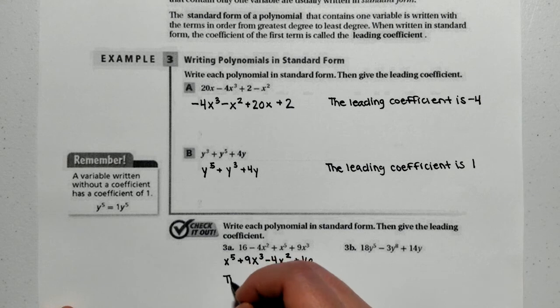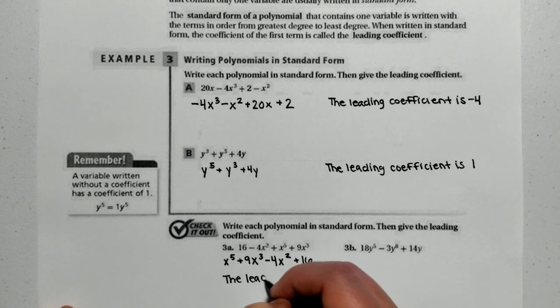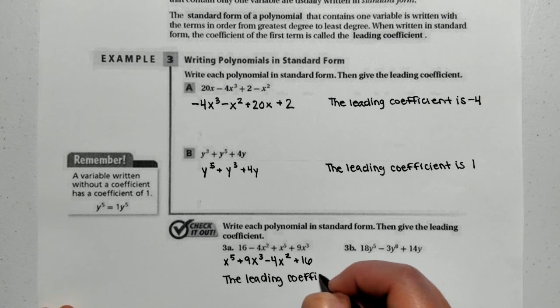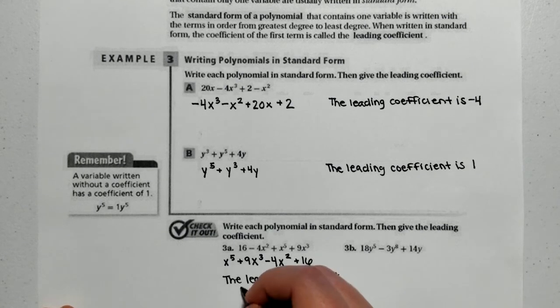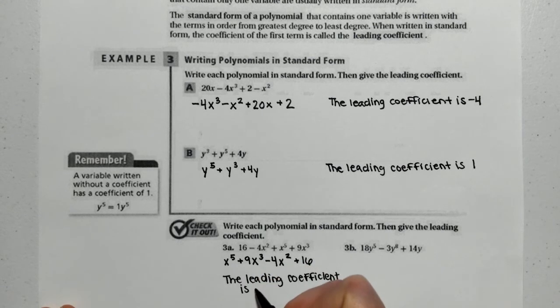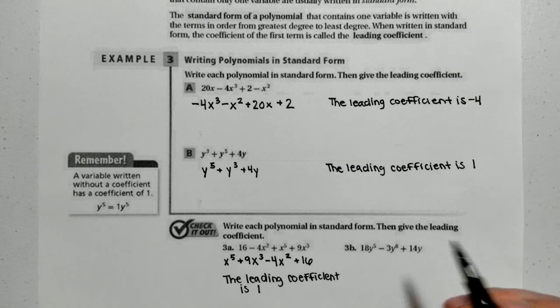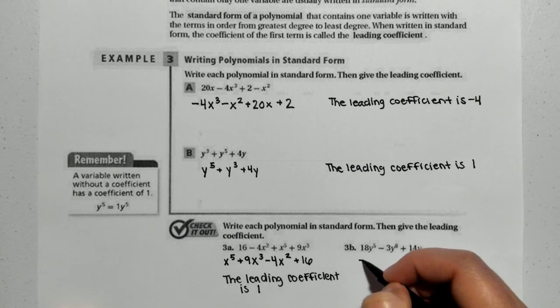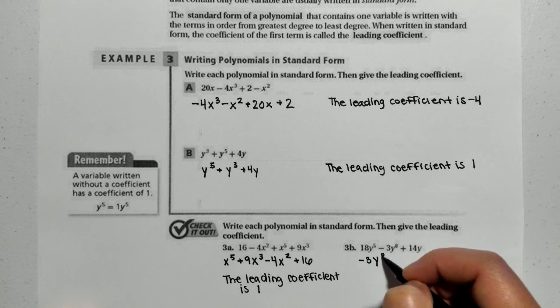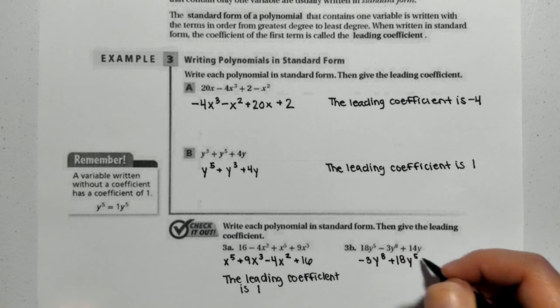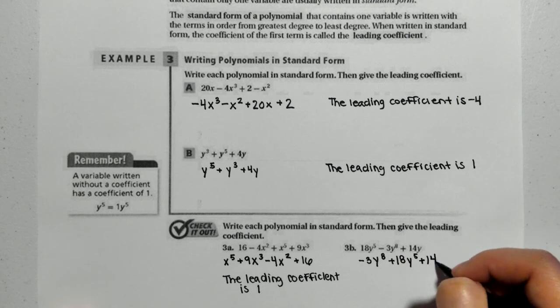The leading coefficient here is the coefficient of the first term. And the first term is x to the fifth. So the leading coefficient is 1, because it's 1x to the fifth. 3b, I have 18y to the fifth minus 3y to the eighth plus 14y. 8 is the largest exponent, so that'll go first. So negative 3y to the eighth. And then 5 comes next, so plus 18y to the fifth. And last but not least, plus 14y.